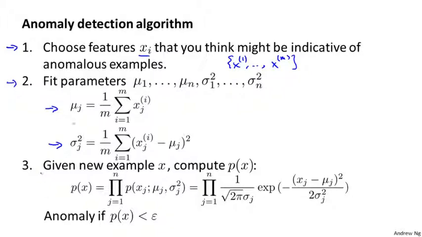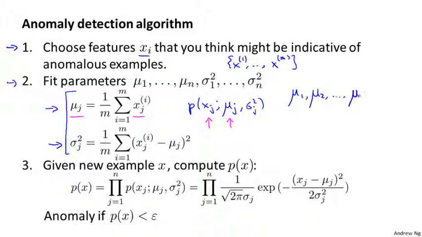And just to give some interpretation, mu j is my average value of the j-th feature. So mu j goes in this term p of xj, which is parameterized by mu j and sigma squared j. This says, for mu j, just take the mean over my training set of the values of the j-th feature. You compute these formulas for j equals 1 through n, so you use them to estimate mu1, mu2, and so on up to mu n, and similarly for sigma squared.